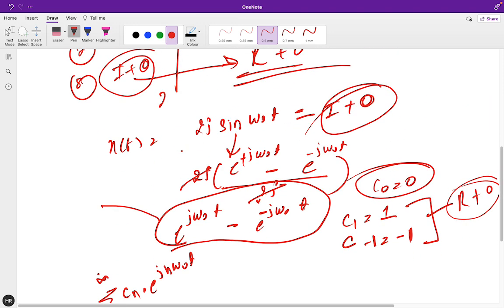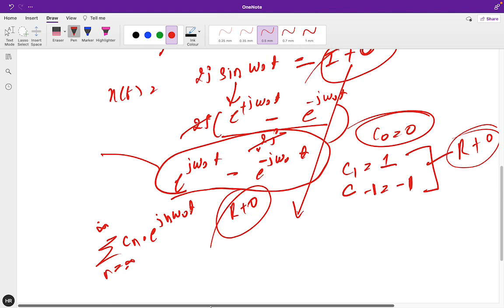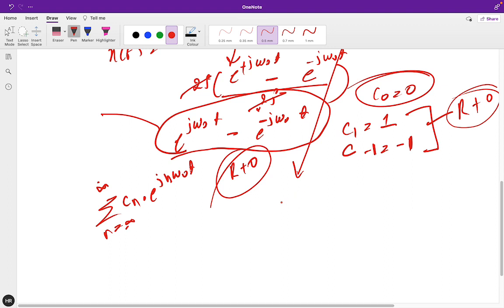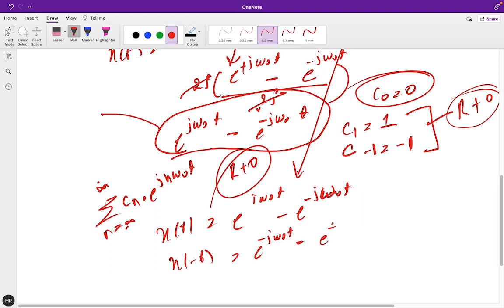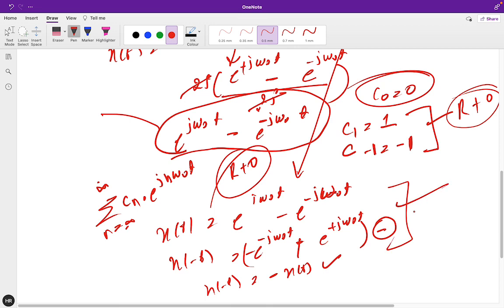So if you provide an imaginary plus odd signal, then in the Cn terms you will get real plus odd value. Why odd? Assume x of t is e power j omega naught t minus e power minus j omega naught t. Then x of minus t is e power minus j omega naught t minus e power j omega naught t, taking minus common. So you are getting minus x of t. So x of minus t is minus x of t. That's why this signal is odd. And why real? Because all the terms are real only after putting in the values.